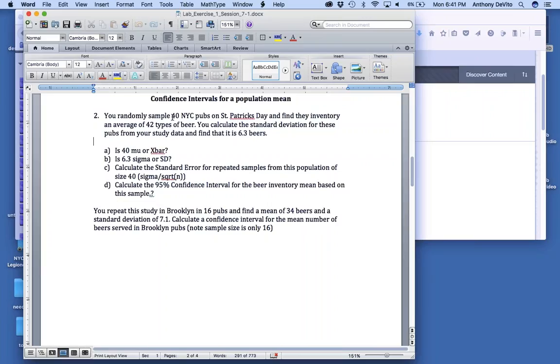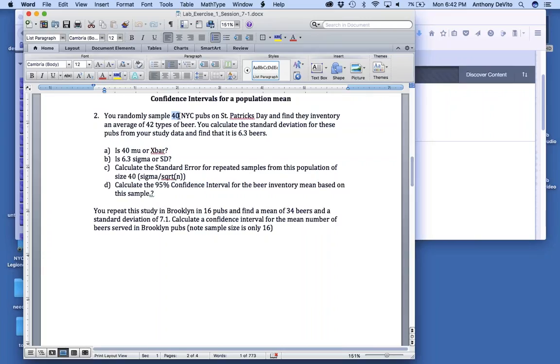So you went to 40 pubs, the sample size is 40, and found that on the average they carried in one form or another, bottles, on tap or whatever, 42 different kinds of beer. And the standard deviation for the number of types of beer that each bar carries is 6.3. So what do we know here? We know X bar, right? We know the mean, which is 42. We know the sample size, which is 40.